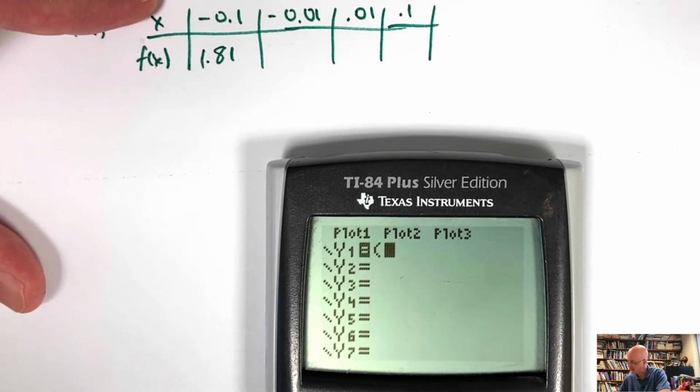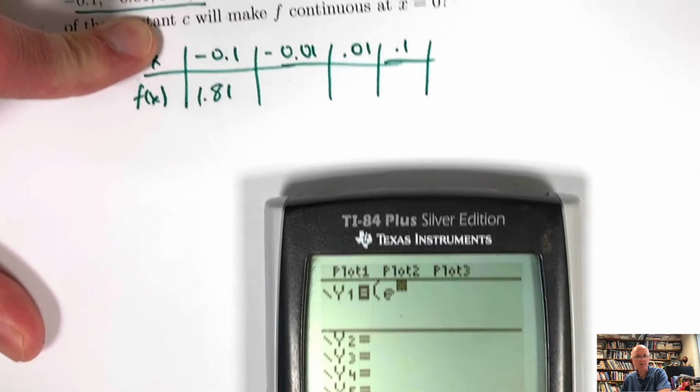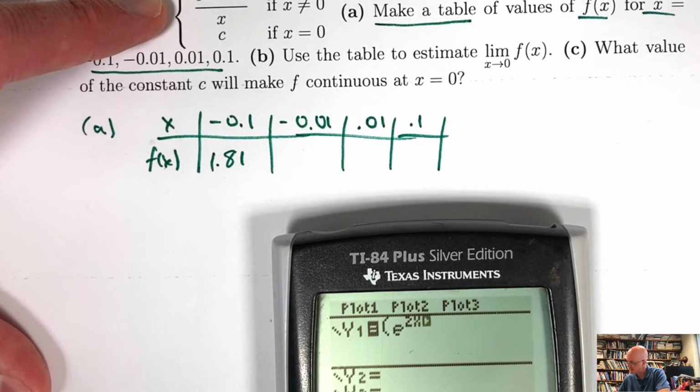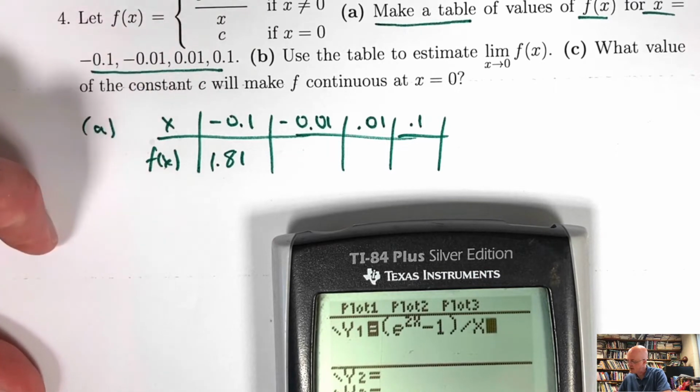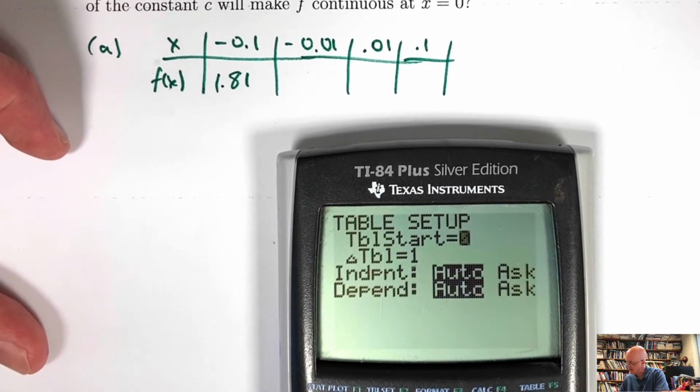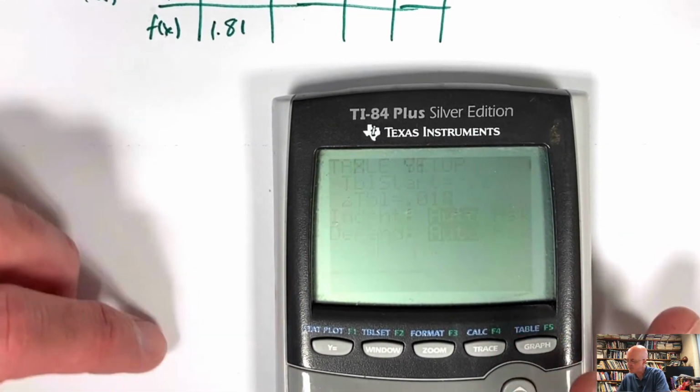Okay, let's use the table feature in the graphing calculator portion. I'll plug the function in here. So again, looking at the formula up here, it's e to the 2 times x, and then minus 1, all divided by x. And let's now make sure our table settings are good. I'd want to start at negative 0.1 and do the delta table to be 0.01. And let's see what we see when we make the table now.